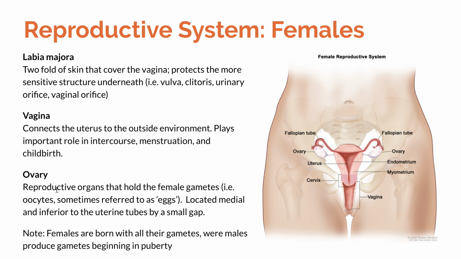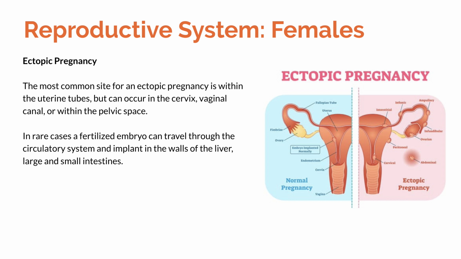And similar to males who have testes, females have what we call ovaries, and these are our reproductive organs, and they're going to hold the female gametes. They're called oocytes, or sometimes referred to as eggs, and they're essentially located medial and inferior to the uterine tubes by a very small gap. Important thing to note is that females are born with all their gametes, where males produce gametes in the beginning of puberty.